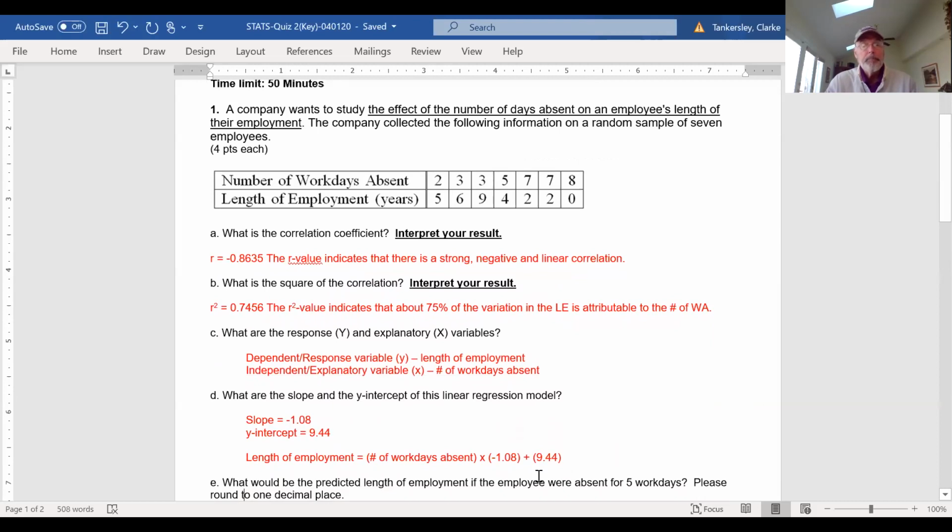C is which one is the response variable, which one is the explanatory variable, and this is pretty straightforward. The number of work days absent, that's the X value, and then the length of the employment is the Y value. All right. Questions so far?